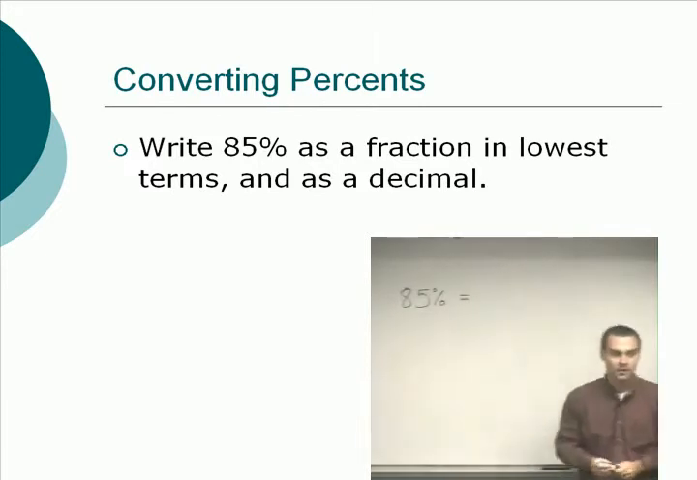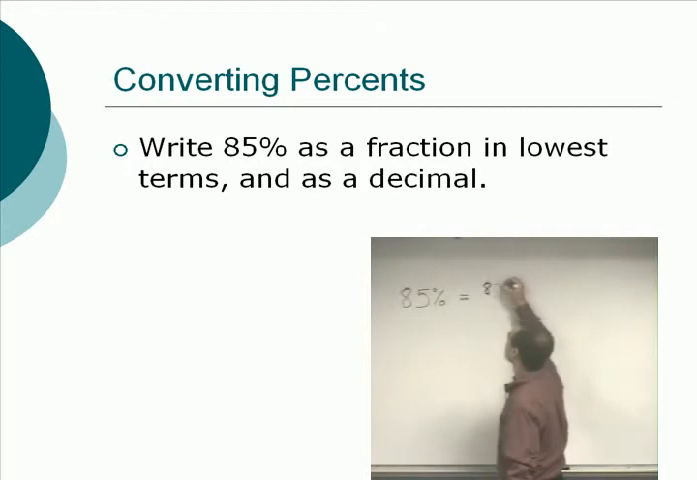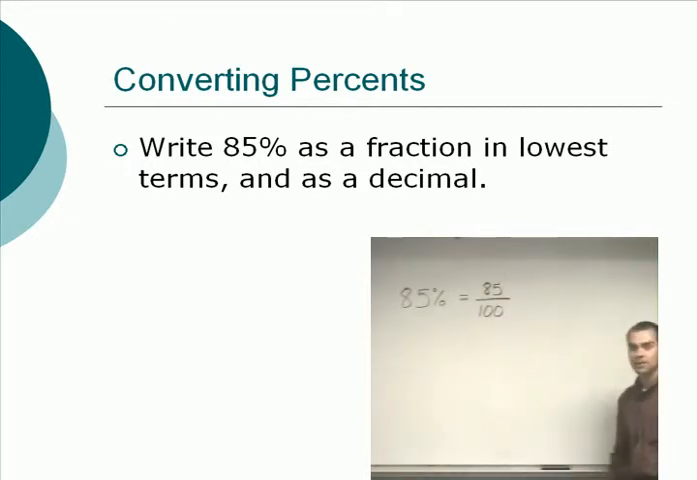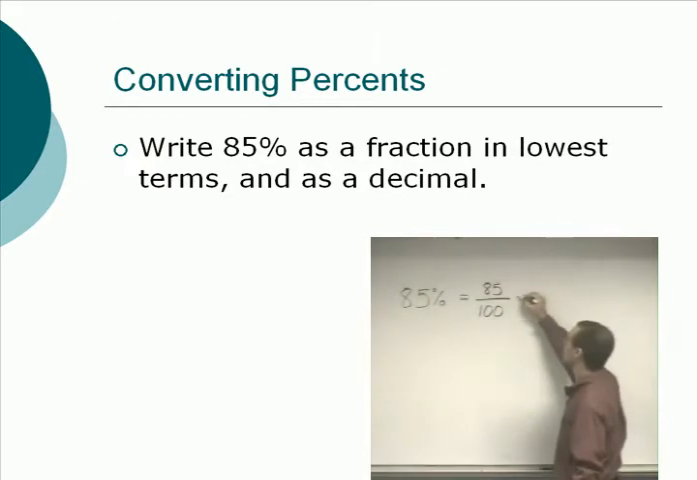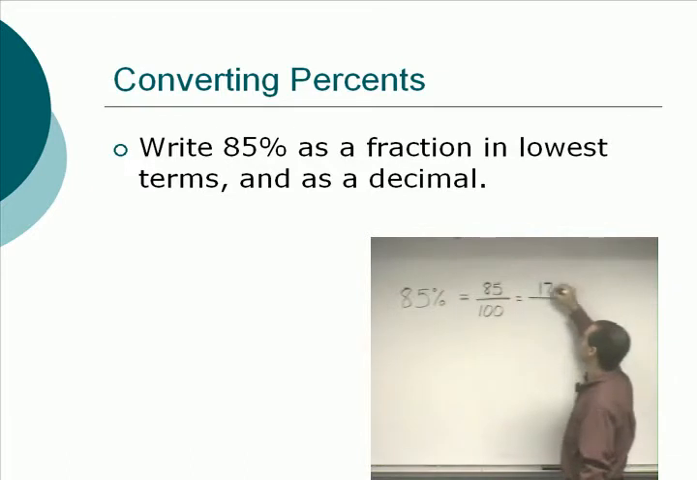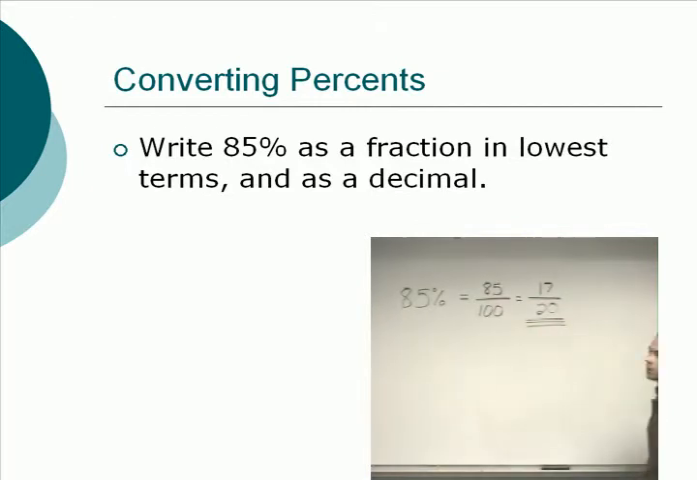Well, for starters, write that as a fraction. If we write that as a fraction, of course, you would write 85 over 100, which is not in lowest terms. Lowest terms means that we can reduce that. What can we divide both the top and bottom of that fraction by? And so this becomes 85 divided by 5, which is 17, and 100 divided by 5, which is 20. So 85% as a fraction in lowest terms is 17 over 20.